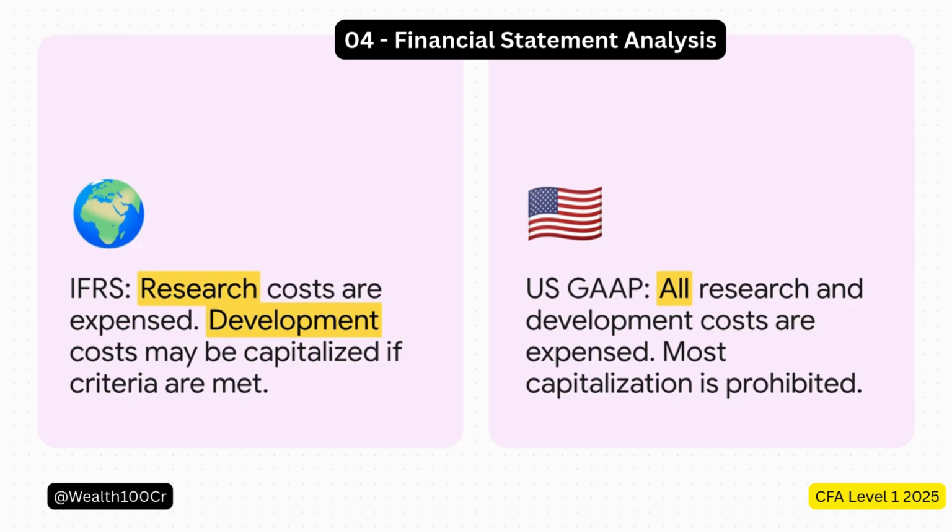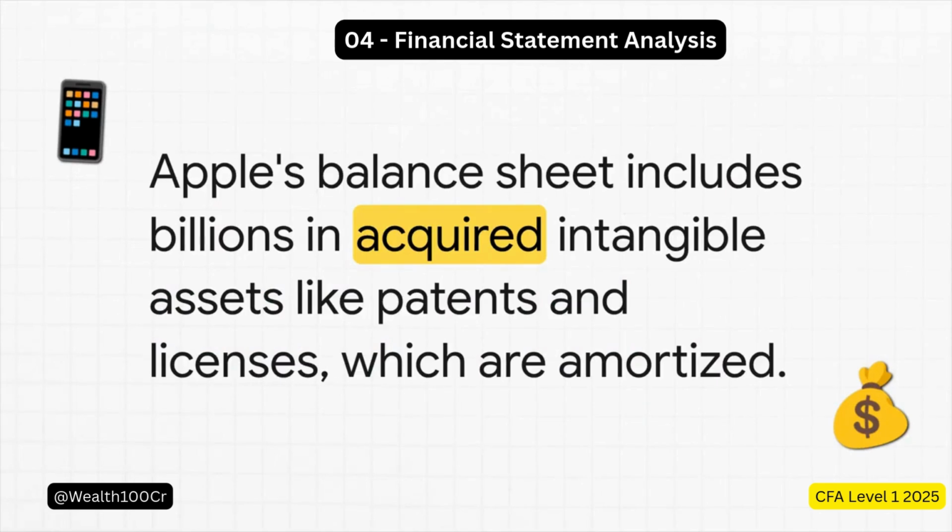So what's the takeaway for an analyst? It means a US tech company can look less asset-rich and have lower profits than an identical IFRS company during a big development push. That's a huge distortion you need to be able to spot. Let's look at a U.S. example, Apple. Even though they expense all their internal R&D because of U.S. GAAP, their balance sheet still shows billions in acquired intangibles. These are things like patents and licenses they bought from other companies, and because those have finite lives, they get amortized, just like we talked about.